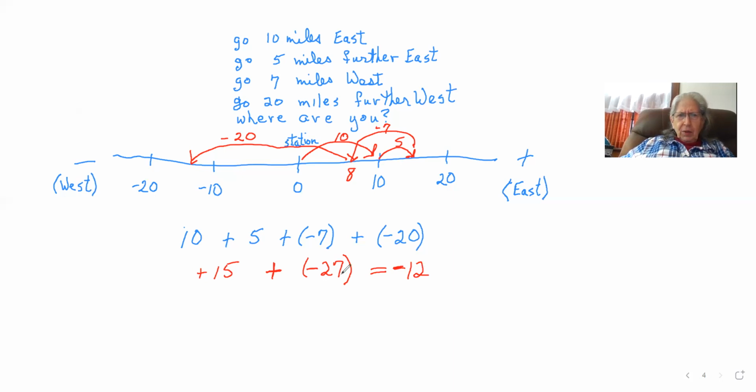Okay, so if the signs are different, you take the difference because they're canceling each other. But the one that had the bigger number with it, that one's the sign that you get at the end. Okay. Those are my 4 stories. And the next video will give you some easier ways to do this than to draw the picture.